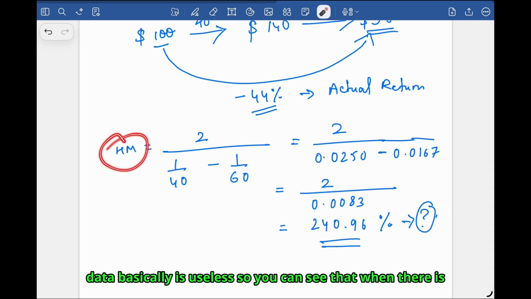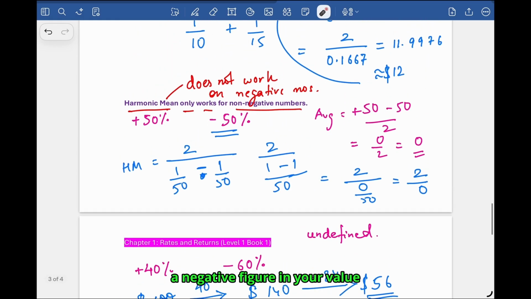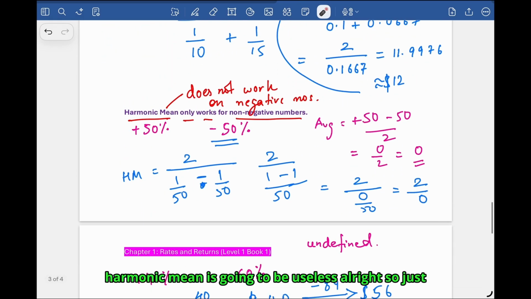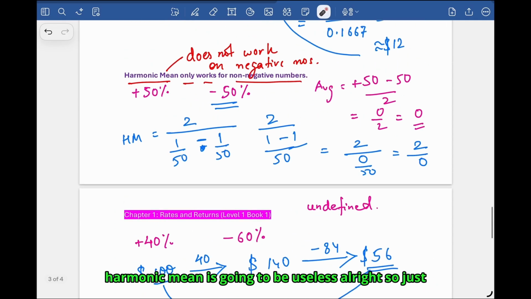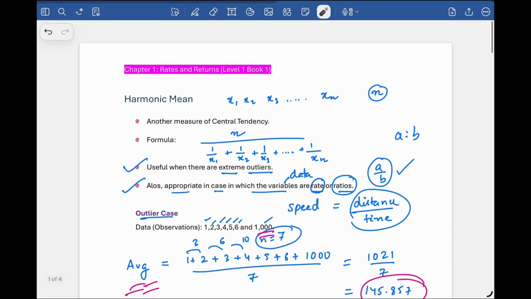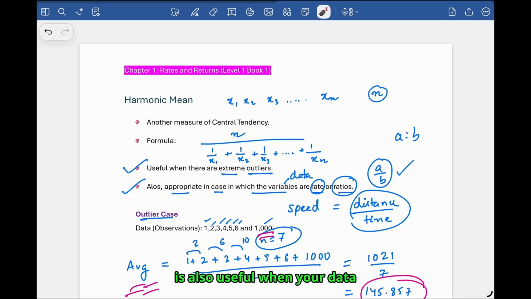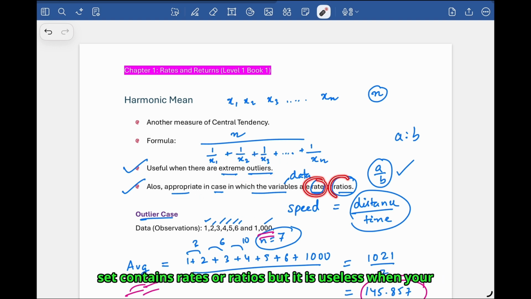So you can see that when there is a negative figure in your values, harmonic mean is going to be useless. Alright, so just remember this. I'll again repeat: harmonic mean is useful when there are extreme outliers. It is also useful when your dataset contains rates or ratios, but it is useless when your dataset contains any negative value. Alright?